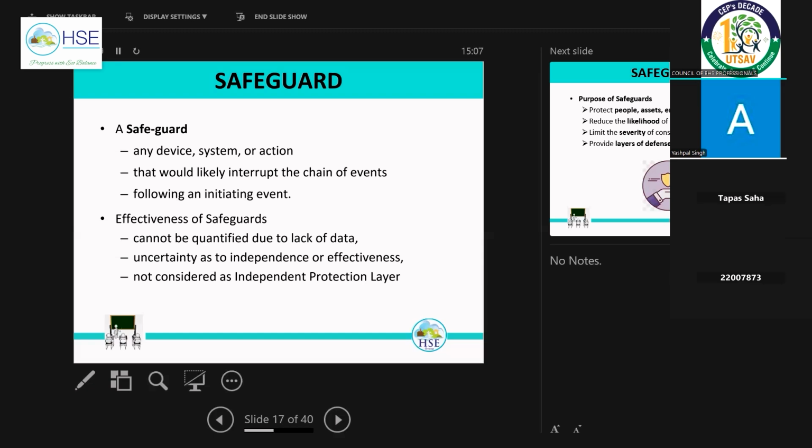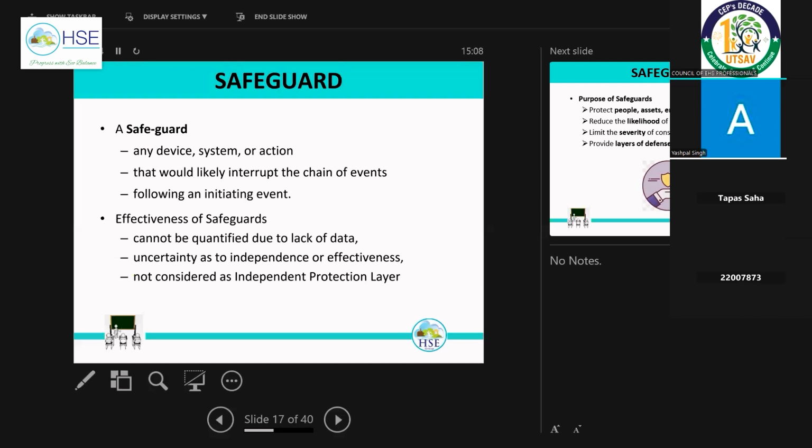In our case, we have installed the four fire and gas detectors in four corners, so we can consider this as a safeguard, but effectiveness may not be there. Some of the area may be missed. So that is why there is uncertainty about the independence and effectiveness of the safeguard, because we don't consider all these things when mentioning a safeguard in the HAZOP study. Of course, layer of protection has different fundamentals, which we'll discuss later on.